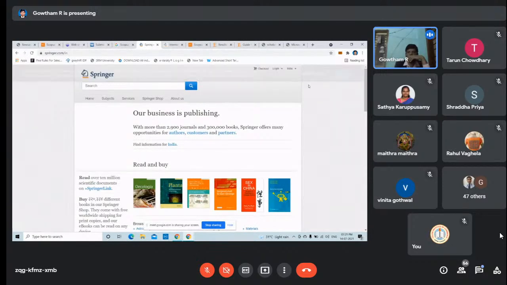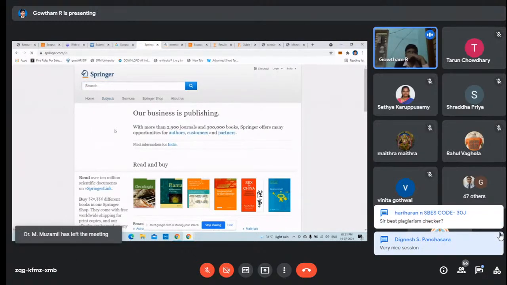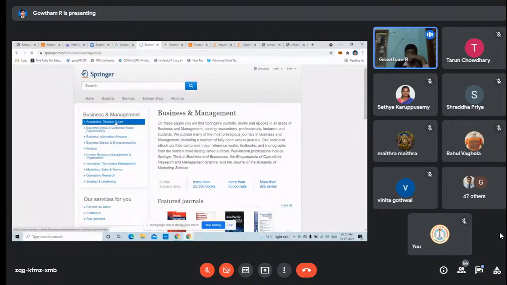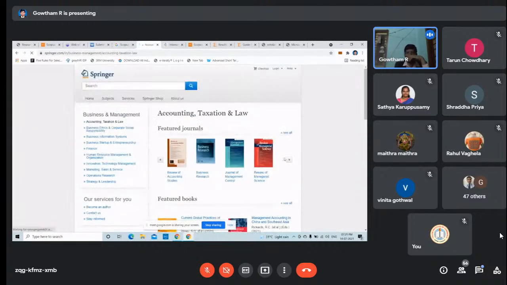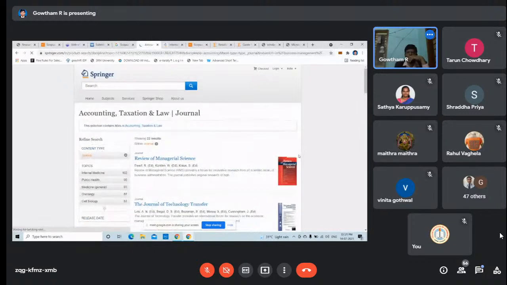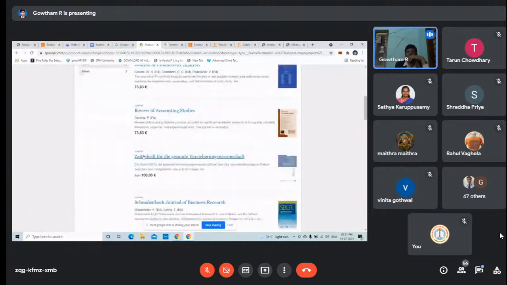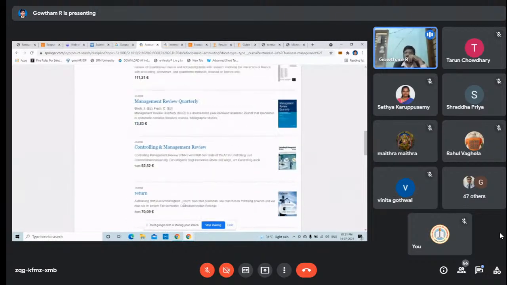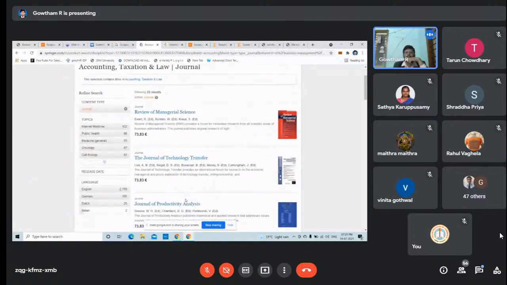You can click on the search option, or you can click on subject and click business and management. So maybe you will get different areas. I'm going to click accounting, taxation and law, and you could find featured journals. So click on see all. So now in accounting and review, taxation and law, I have 22 journals, and the subscription rates are also clearly specified. So these journals are only related to Springer, not to any other aspect.